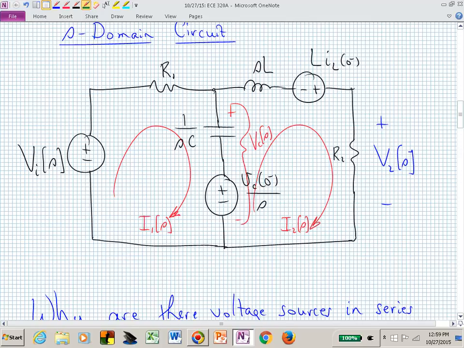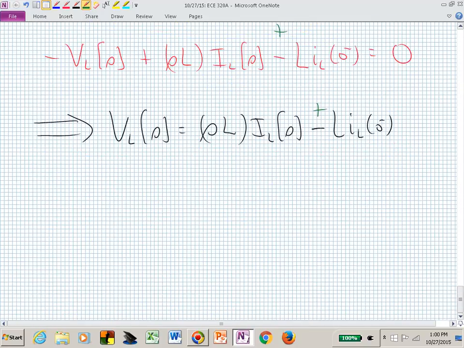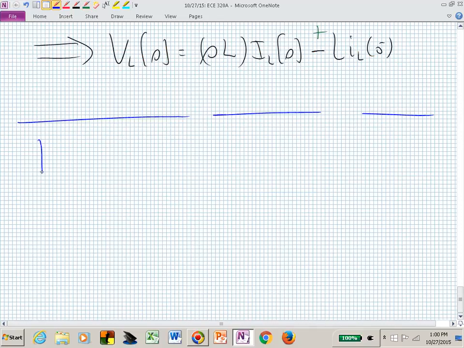Mesh 2 is starting at the bottom left-hand corner: minus V sub C of 0 over S, plus 1 over SC times I2 minus I1, plus SL I2 minus L I sub L, plus R2 I2. That we can now use to solve. So let's now solve for V sub 2.